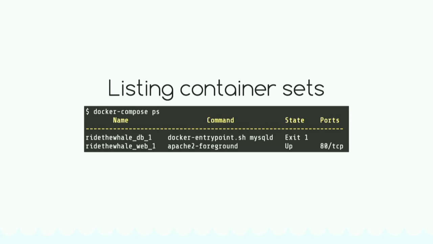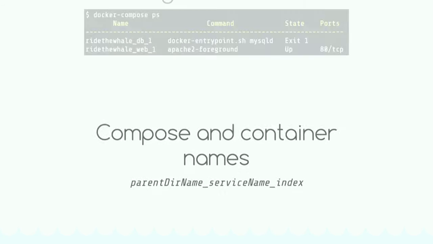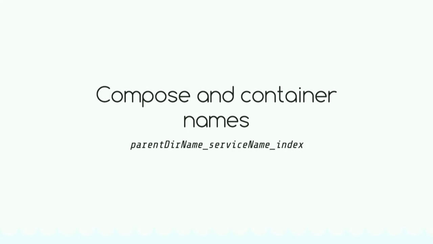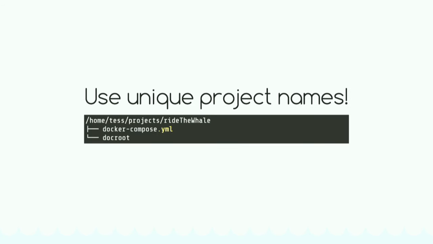You might notice also that the container names are a little bit weird. Where does this ride-the-whale underscore db underscore whatever come from? Well, it works like this. The parent directory name from wherever that compose file is, then the service name, and then a unique index. So when I actually made this, I did this in /test/project/ride-the-whale. There's my compose file. So what it did is it found the ride-the-whale name, went to web, started up the web container and applied a unique index so that it's always unique per system.